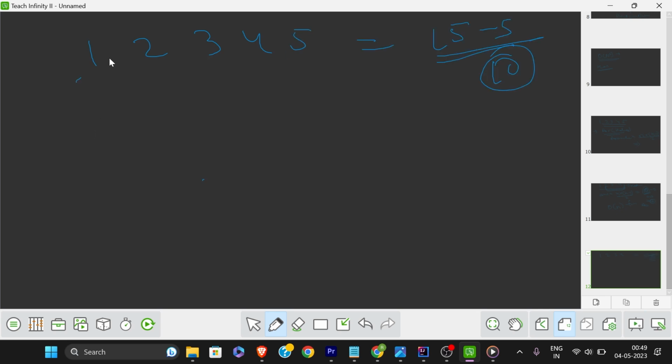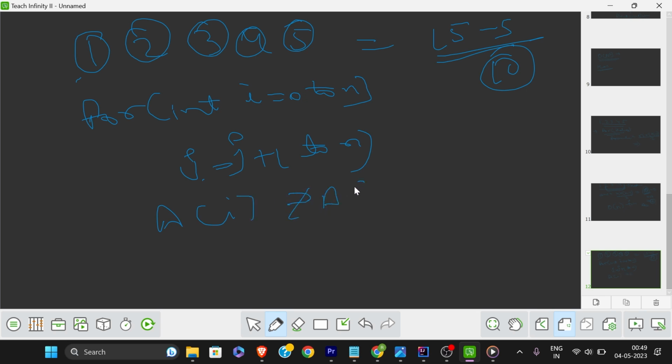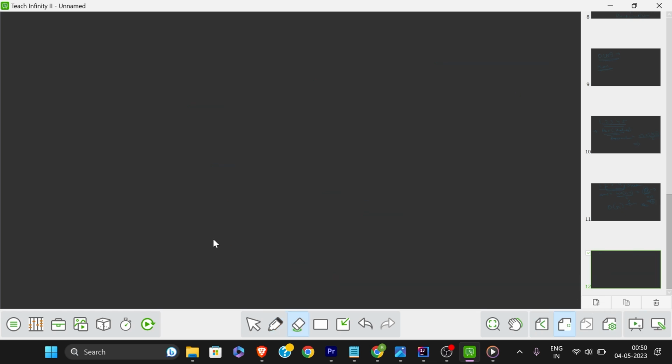So the brute force solution might be to use two nested loops. I will write the code: i from 0 to n and j is equal to i plus 1 till n. If a of i is not equal to a of j, then we just need to do count plus plus, and at the end we just need to print our answer. This is our solution. The brute force solution time complexity is big O of n square, and you might get a TLE.